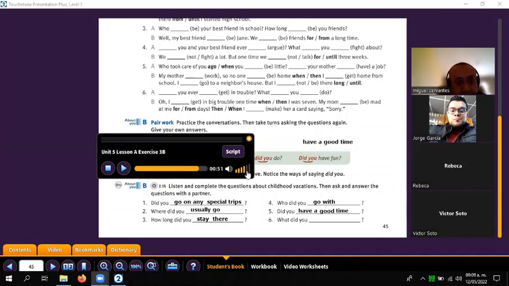And the last one. Six. What did you do there? Okay, Rebecca, what did you hear? What did you do there? Exactly. And what does it mean in Spanish? What did you do there? ¿Qué hacías ahí? Sí, ¿no? ¿Qué hacías ahí?